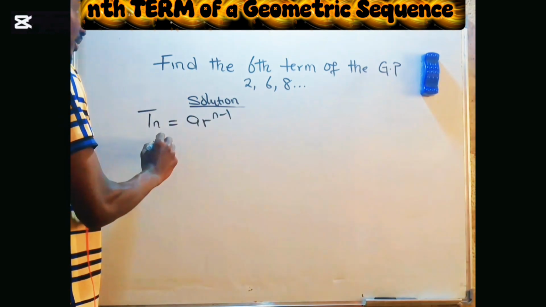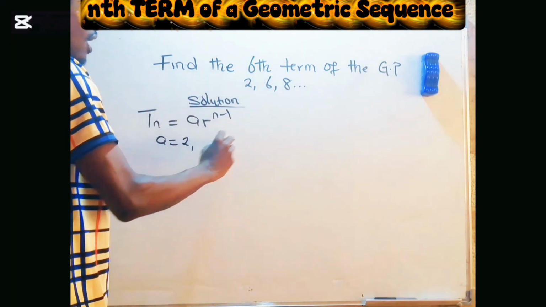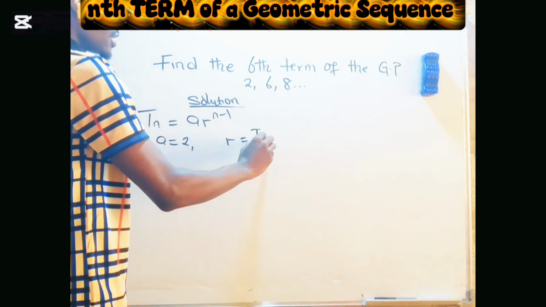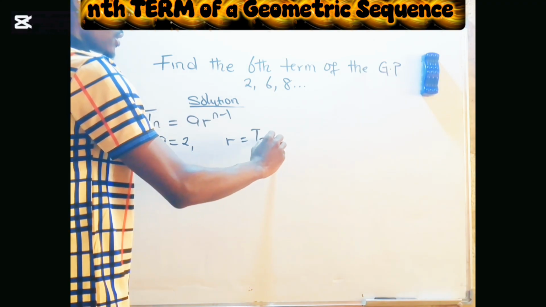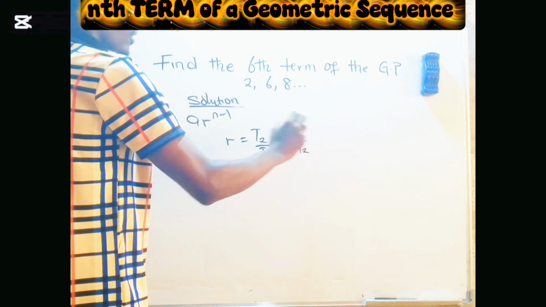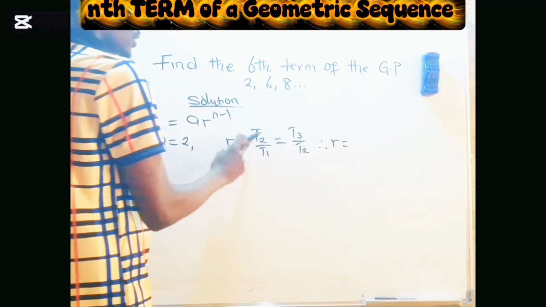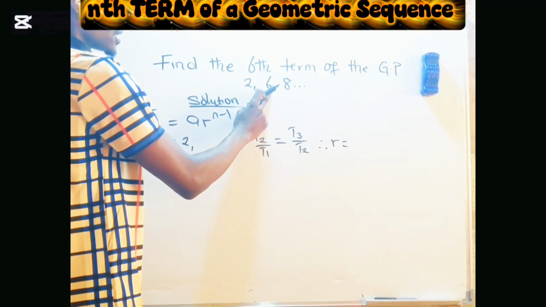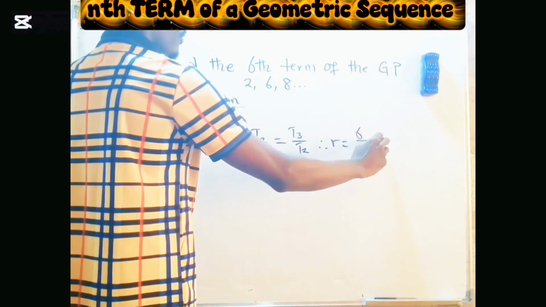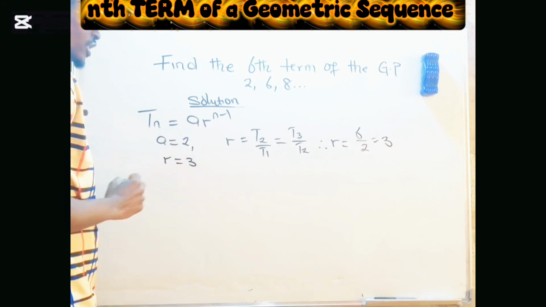From this GP, A is equal to 2. R in a GP is gotten by either T2 over T1, which also equals T3 over T2. Therefore, R using T2 over T1, which is 6 over 2, will have 3. So R is equal to 3.